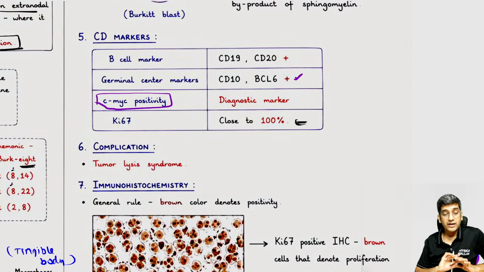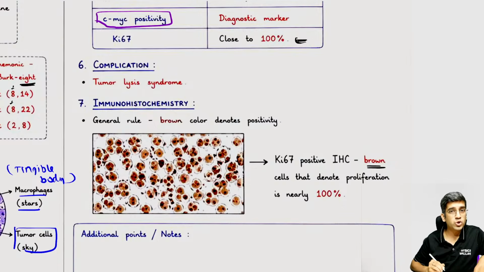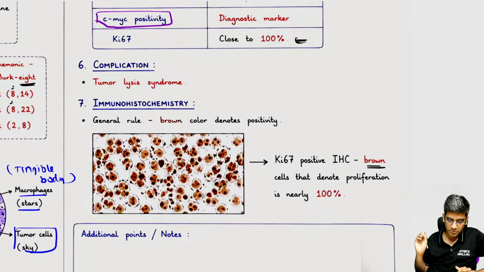And if an image is given in an image-based question, if you are writing for NEET PG, any IHC marker will have brown color, which denotes positivity. If everything is brown in color, I will call it 100% Ki67, which is positive here, right?